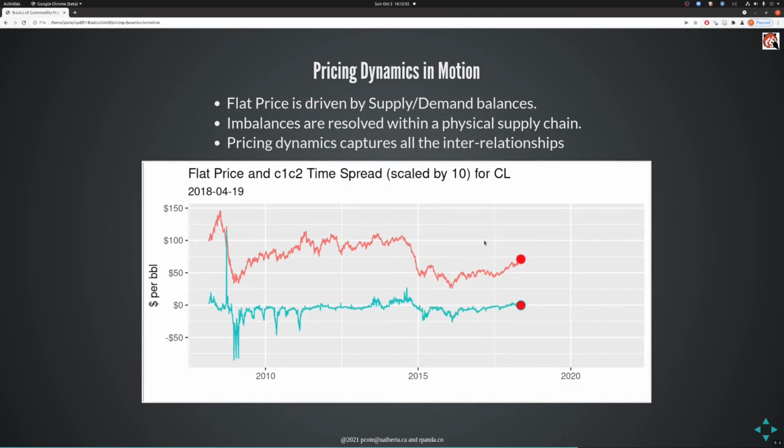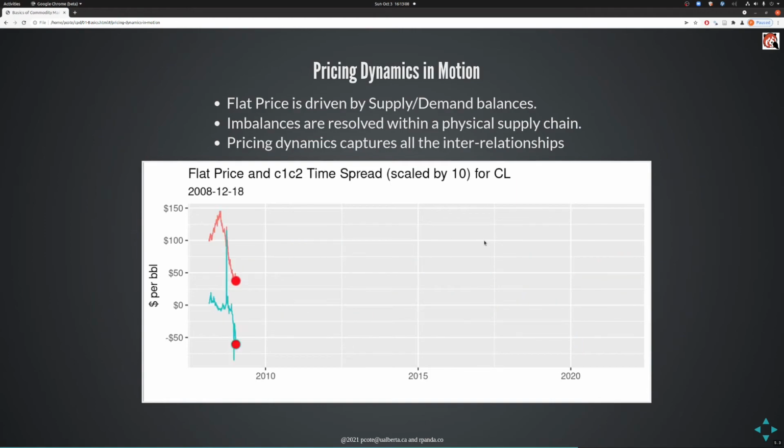So the opposite of backwardation, when the spread C1, C2 is below zero, is defined as a contango market. And we can see in the context of the 2008 crisis, it went fairly negative. Now note on the scale on this one, the C1, C2 spread is scaled by 10.